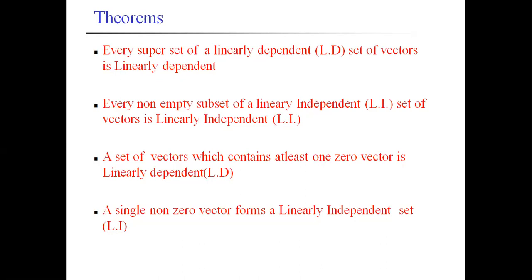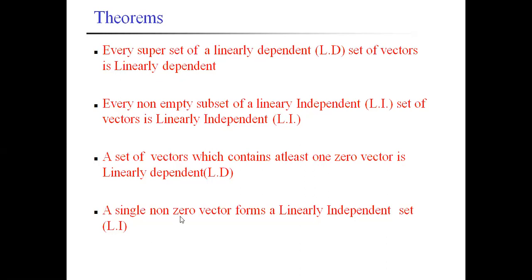Here the zero vector is multiplied by a scalar, some constant, which is non-zero. That's why at least one non-zero scalar exists in that set. Then we say that the set of vectors forms a linearly dependent set.